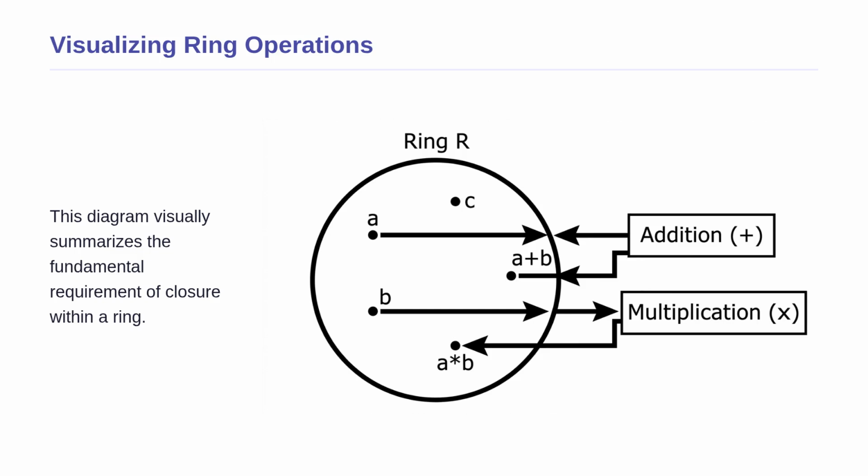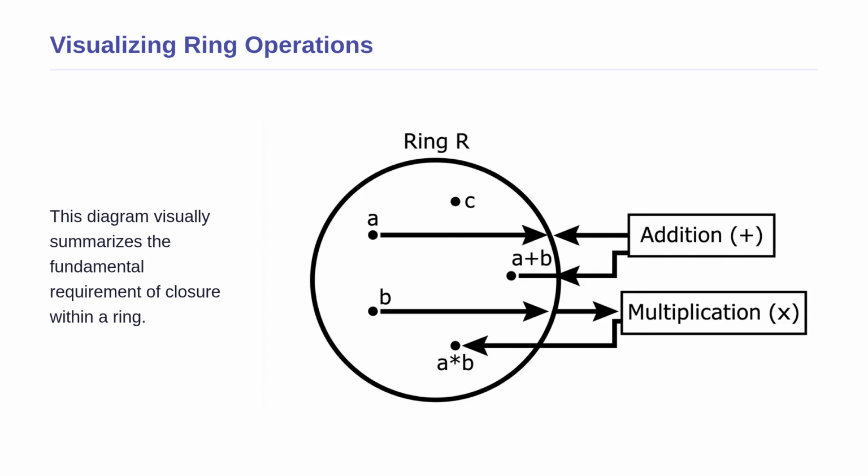Let us visualize what we just proved with our examples. This diagram summarizes the most fundamental requirement of a ring, which is closure. Look at the large outer circle representing the ring R. Inside, we have elements A and B.